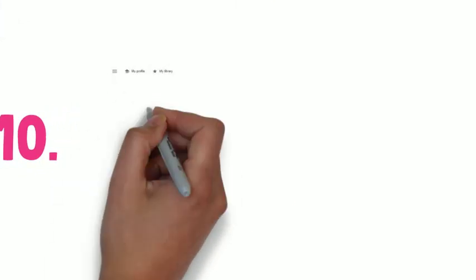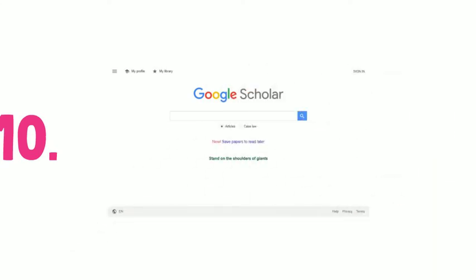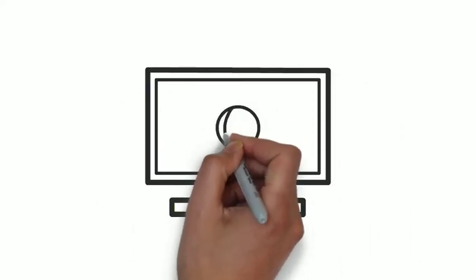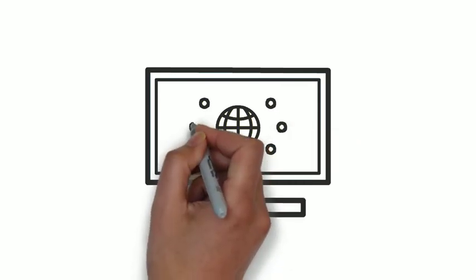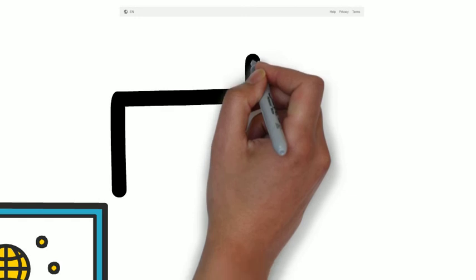10. Google Scholar. My last entry is by no means the least. If searching journals and articles is what you're after, then this is a great place to check out. Google Scholar allows you to even search case law. It is truly a scholar's search engine and tool.